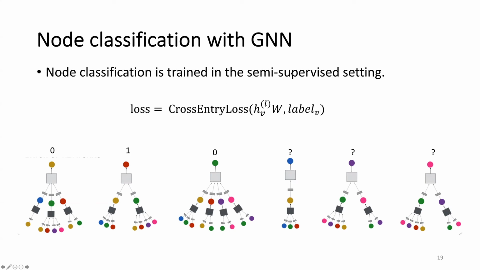Remember I mentioned the semi-supervised setting. Quite often, when I want to do node classification, only a subset of the nodes in the graph will have labels. It's only for those labeled nodes that I define the cross-entropy loss, and I ignore the rest of the nodes. The rest of the nodes and their features are used while I compute the embeddings of the nodes with labels, but they're ignored when I define the cross-entropy.